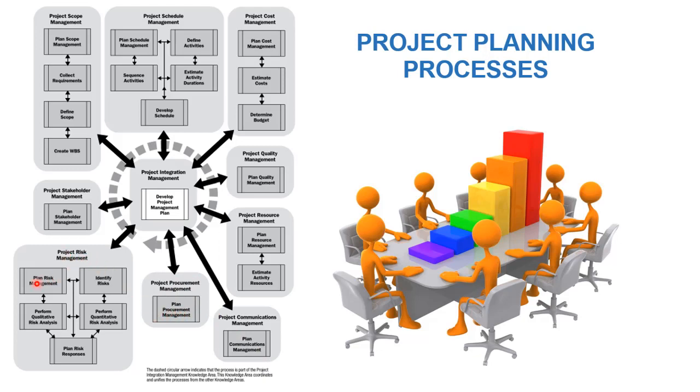For the risk, I have 5 processes, starting with plan risk management, identify which risks I will find in the project, perform qualitative analysis, then quantitative analysis, then plan risk response so I can implement it in the project. For the project stakeholder management, I have only one process, which is plan stakeholder management. We will describe all these processes in detail in the next slides.